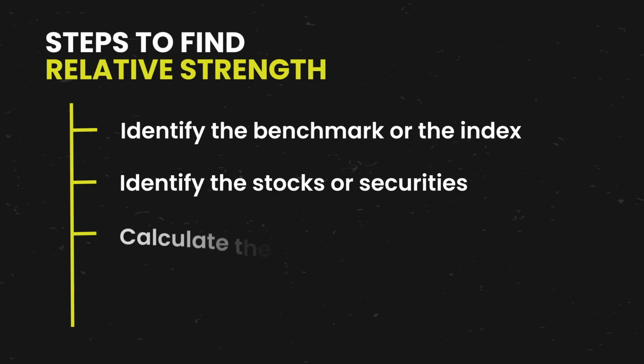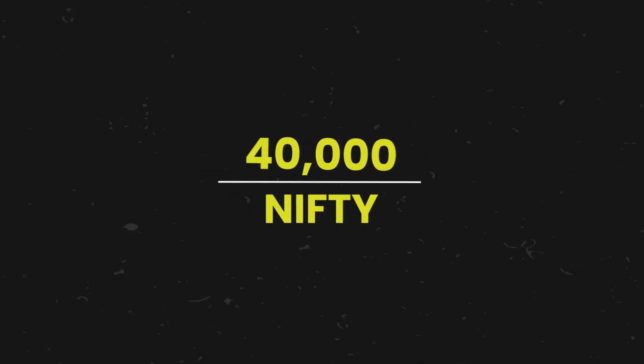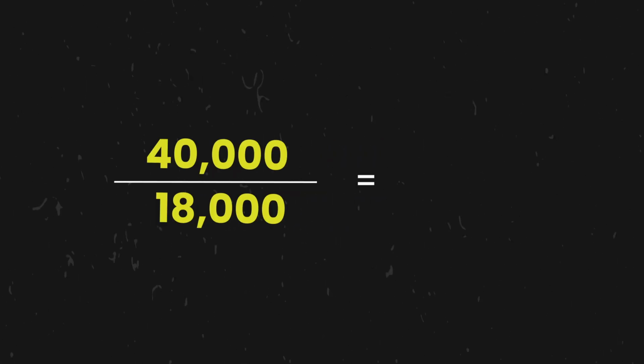The third step is to calculate the relative strength. The simplest way to calculate is to divide the stock's or the index's price by the benchmark which you want to take. For example, you could be dividing Bank Nifty by Nifty. Say Bank Nifty is 40,000 and the Nifty is 18,000. You can just divide it. That gives you the ratio. This becomes a ratio chart. This can be done via charting tools or even in Excel.